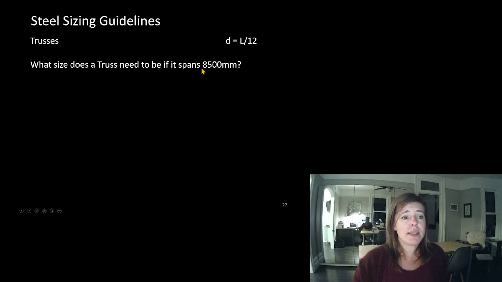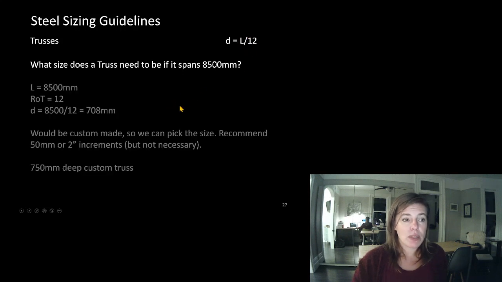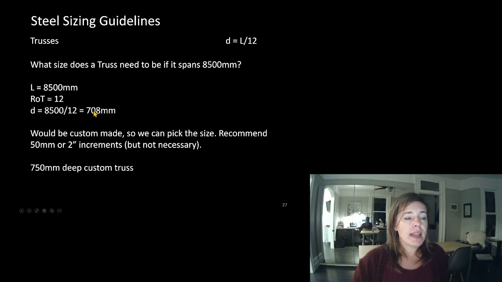So what size does a truss need to be if it spans 8.5 meters? Our sizing guideline is our length divided by 12. So we would get something that is 708 millimeters deep. You could put 708 on the drawings, but you wouldn't. You would never do that. That just isn't something you'd see, especially not in a preliminary stage of your project. Maybe in the actual contract documents because there was something super specific, but we'd say we need a 750 deep custom truss. Now, our girder was a W610 and our truss is 750 millimeters deep.